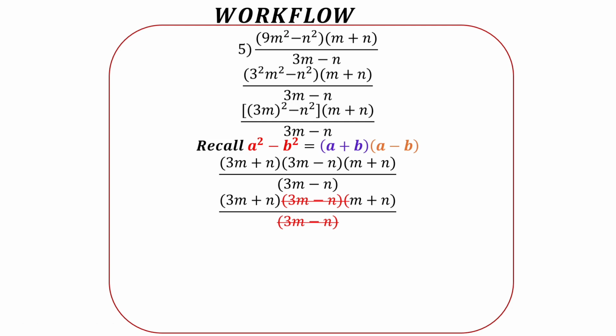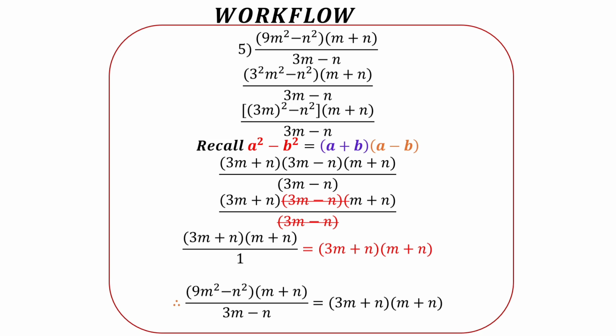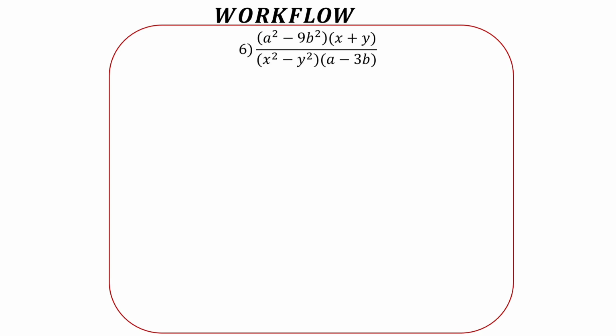So we can now cancel out common terms, right? Just 3m minus n on both the numerator and the denominator side. And then we just end up with 3m plus n multiplying m plus n, both in separate brackets. And that will be our final answer. Okay, moving on to the last question.